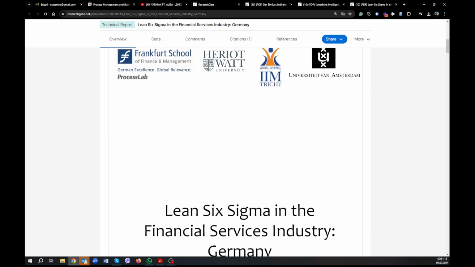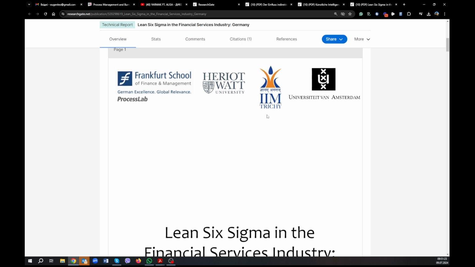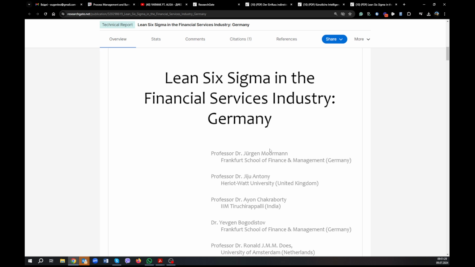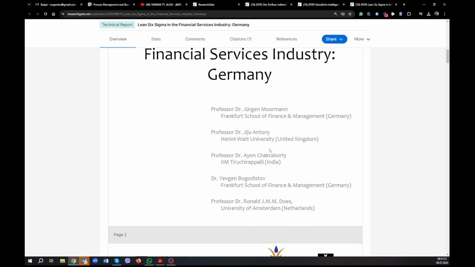As we see, we put here all the logotypes that we have just to increase visibility and explain that many universities participated in this study. It was about the Lean Six Sigma in the financial industry, and we had the results mostly from Germany, and we decided to focus on them because they were much better representing the whole industry.